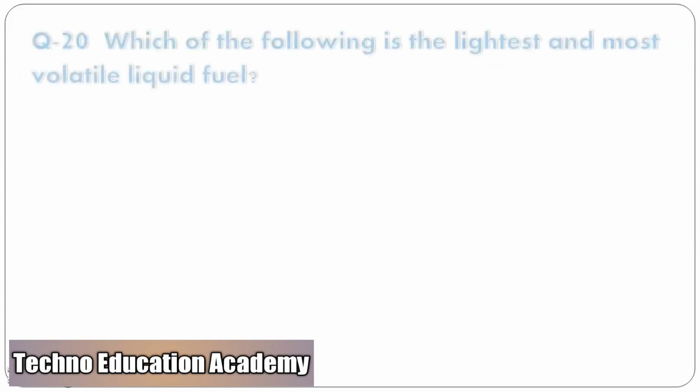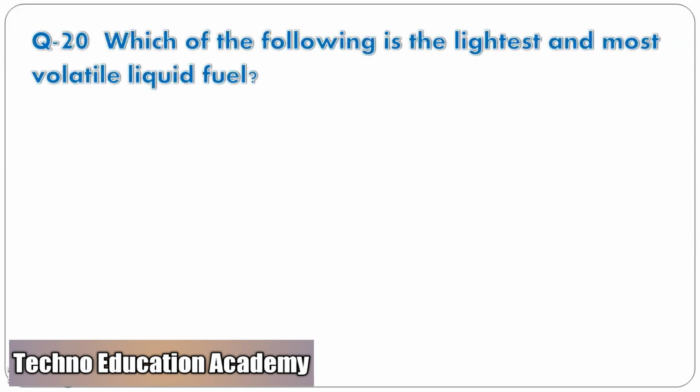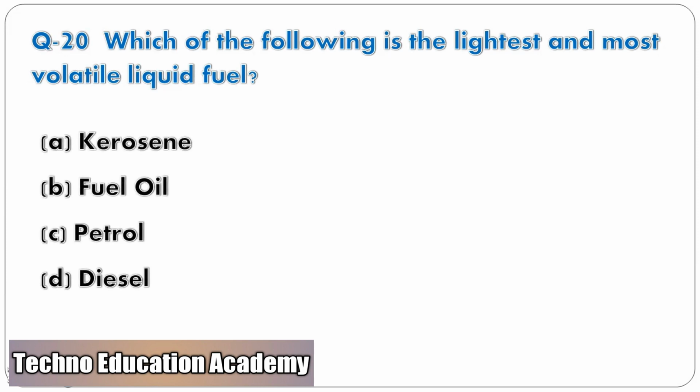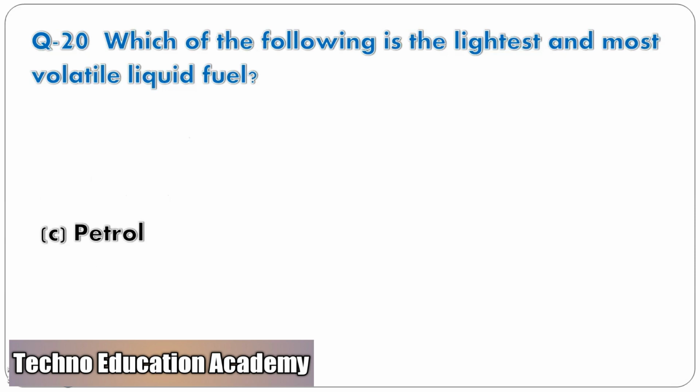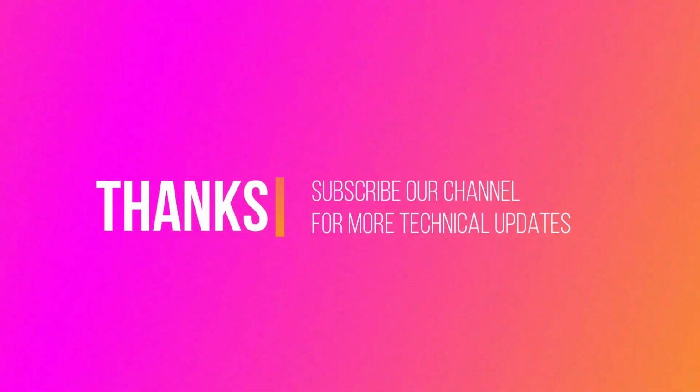Question number 20. Which of the following is the lightest and most volatile liquid fuel? Option A, kerosene. Option B, fuel oil. Option C, petrol. Option D, diesel. We know that petrol is highly volatile fuel. So the right answer is option C, petrol.